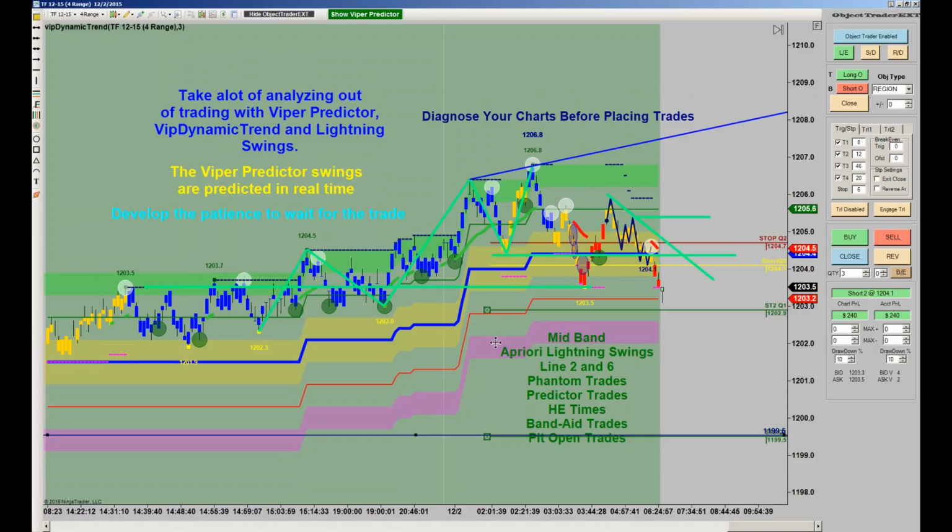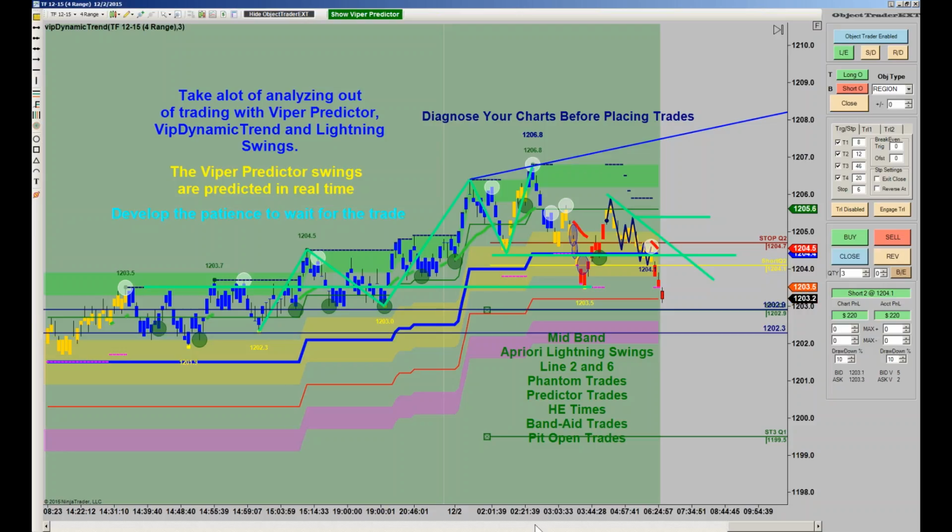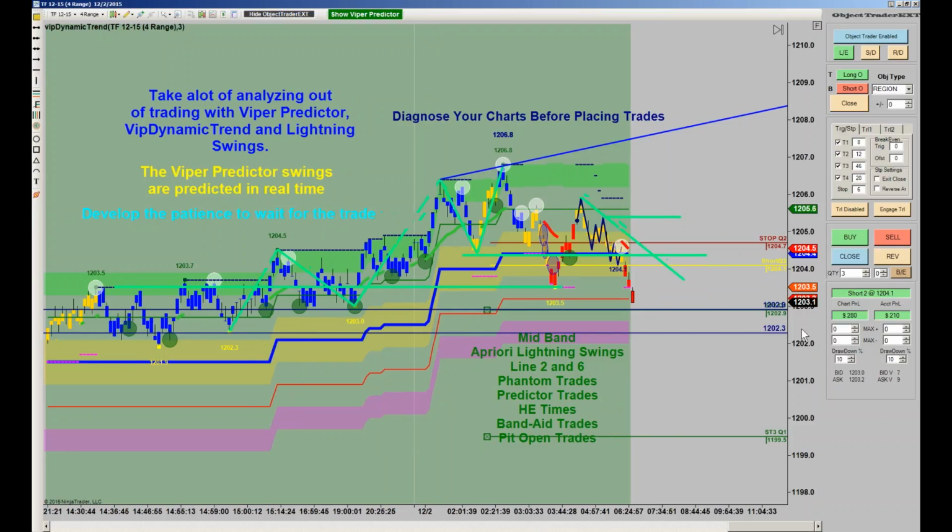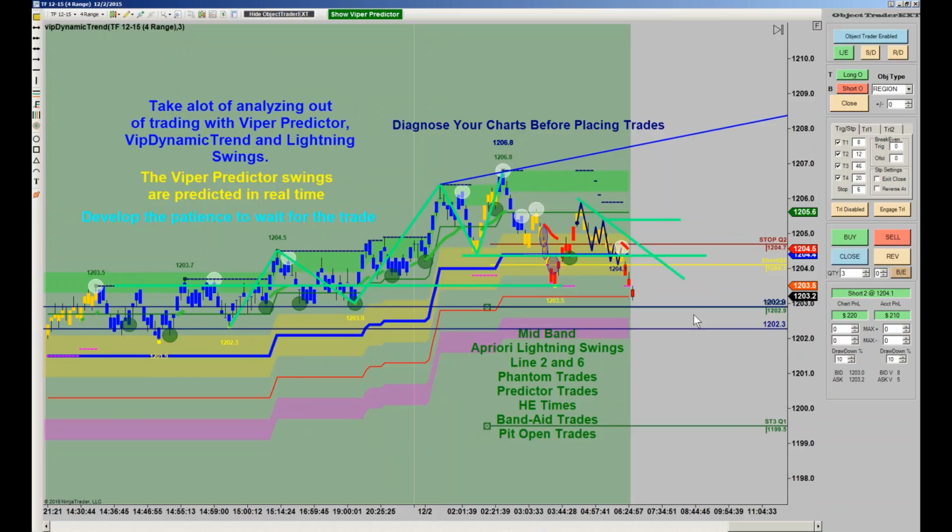We don't know how far this is going to drop. If it breaks 03, it could go to 1202.30. And that's one of our targets right there. 1202.90. See what we're getting here.